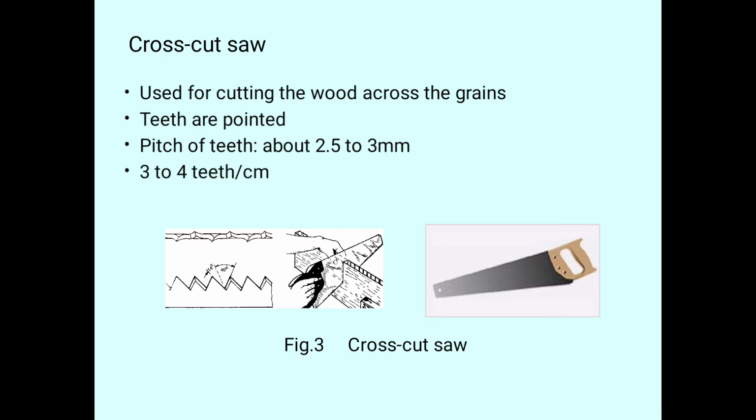Okay, next, length of the blade, you can see here. That is about 600 mm. Okay, so per centimeter how many teeth are there? You can see here 3 to 4 teeth per centimeter. So here we have 3 to 4 teeth.